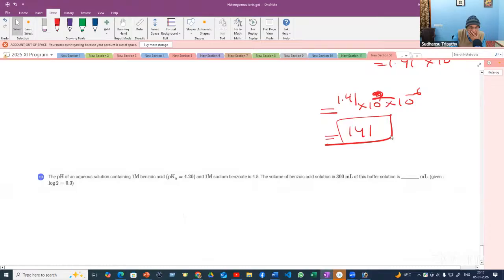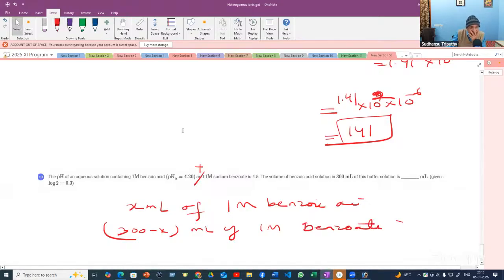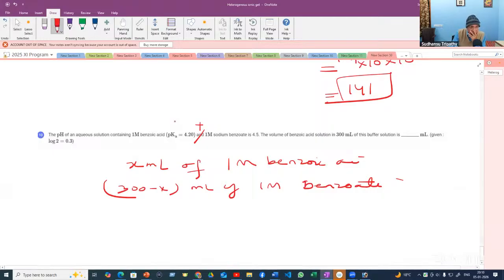Supposing x ml of 1M benzoic acid. Remember that this is not a wrong thing. X milliliter of 1M benzoic acid is added with 300 minus x milliliter of 1M sodium benzoate. So you have to find out that x. So the number of millimoles will be x.